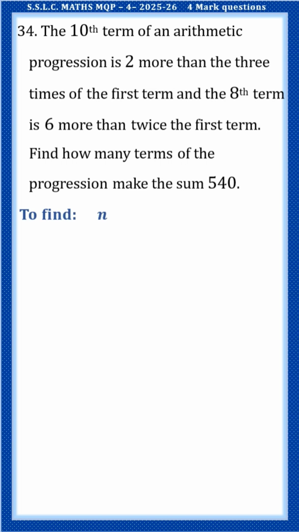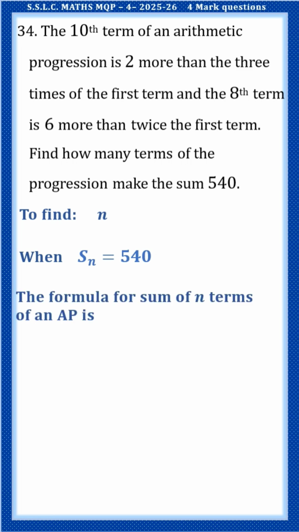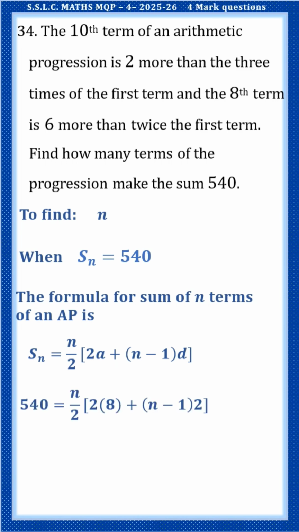What to find out? n, when the sum of the first n terms, Sn, is equal to 540. Here we have to use the formula for the sum of n terms of the AP, because here we know both the first term and the common difference. This is the formula for the sum of n terms. Remember this carefully. Now substitute 540 instead of Sn, 8 instead of a, and 2 instead of d.